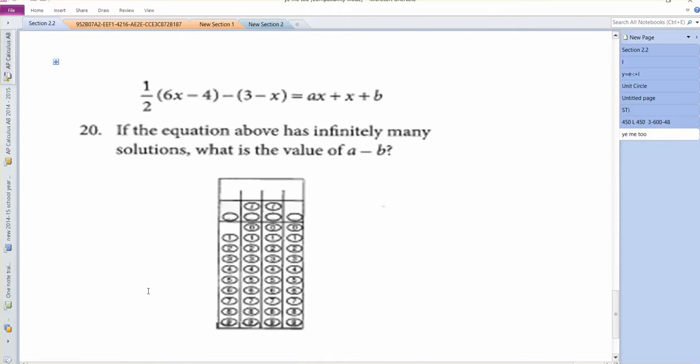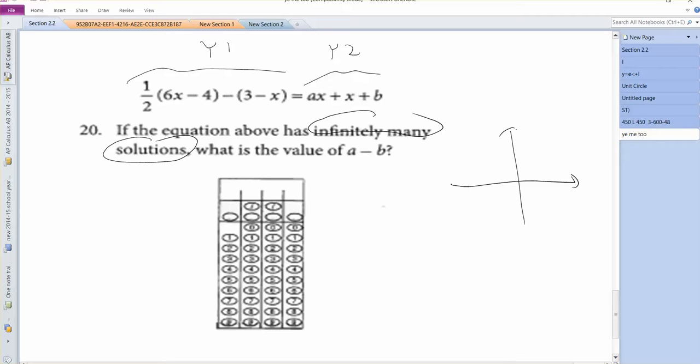Lastly, let's look at 20. Now, if you have infinitely many solutions, and here we have one equation, you can think this is like y2, and this is y1. You could write this as two linear equations if you wanted to. When they intersect just once, of course, you have one solution. If they don't intersect, of course, you have no solution. In this case, they're parallel with the same slope.